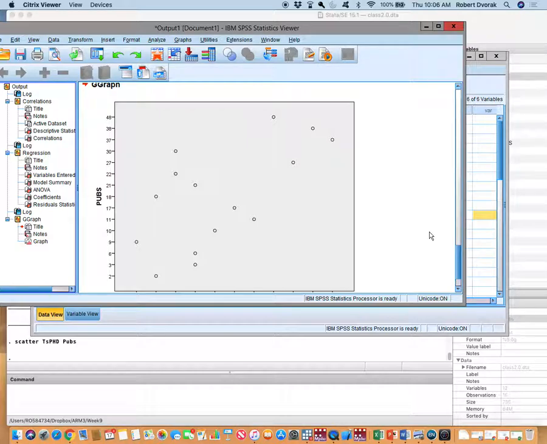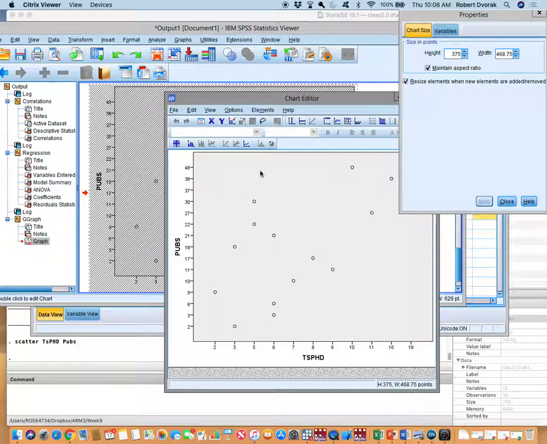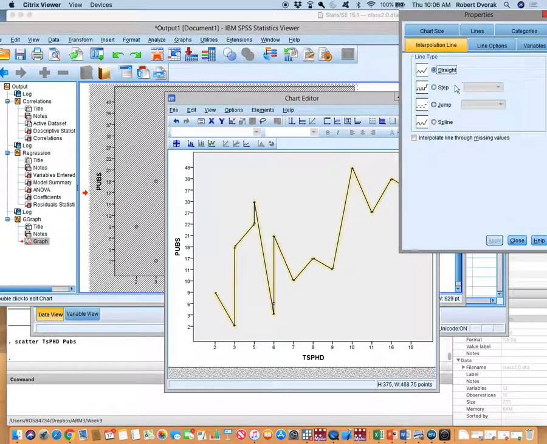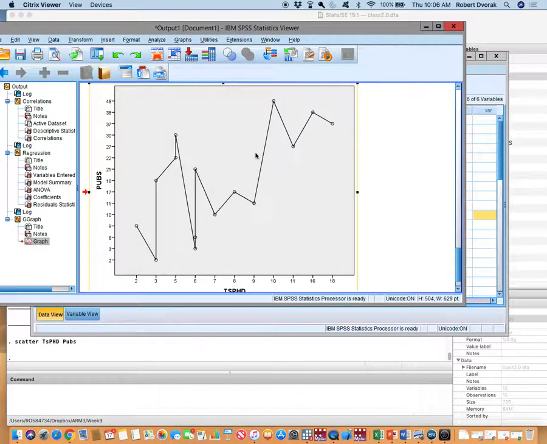That worked, right? And I know that I can double click on this thing and I can get my chart editor and I can do elements and interpolation line. Is that right? Maybe not. That looks not what I wanted. Oh, I wanted to fit line. Let's try this again. Now it looks terrible. Okay, somebody walk me through.